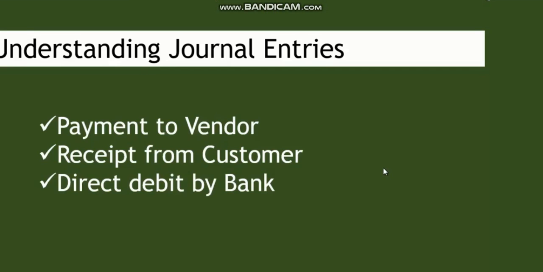Journal entries in electronic bank statement. These entries are divided into three parts: payment to vendor, the receipt from customers, and direct debit by bank, that is bank charges, commission, etc. Coming to the first part, payment to vendor against invoices.